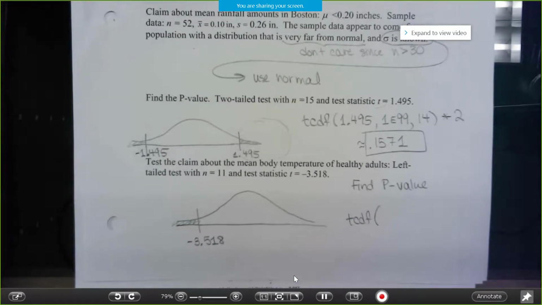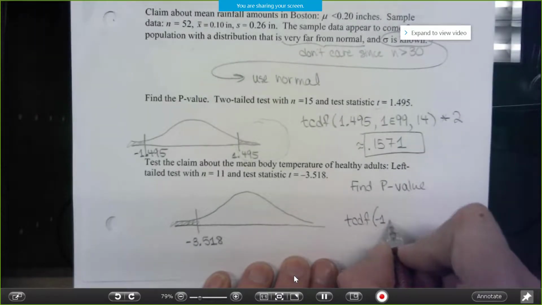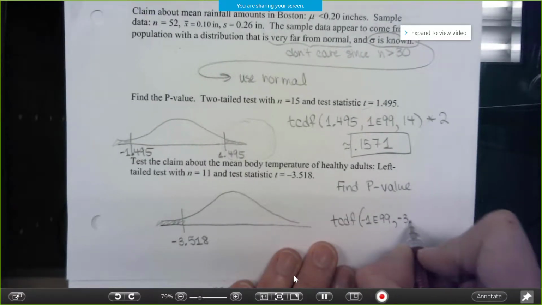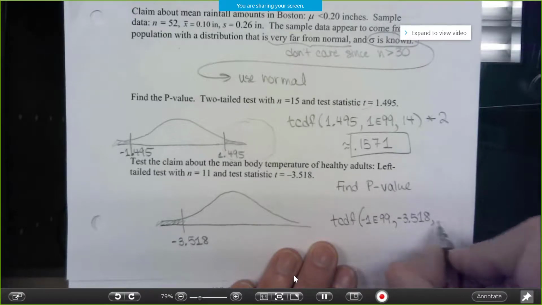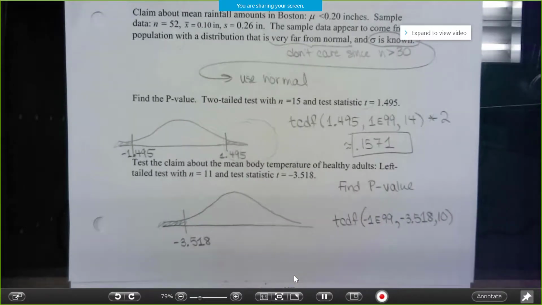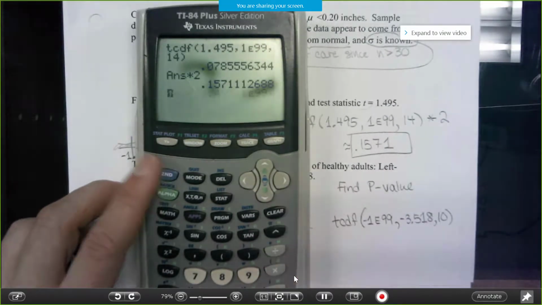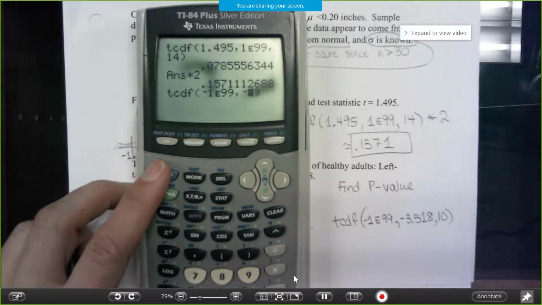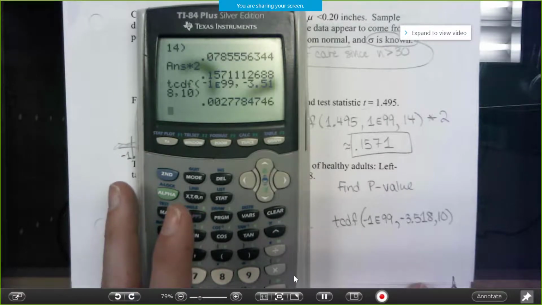What would my lower be this time? Negative 1E99. And then my upper? Negative 3.518, and then what about degrees of freedom? 10. And this time we're not multiplying by 2 because it's just a one-tailed test. So I get 0.0028.